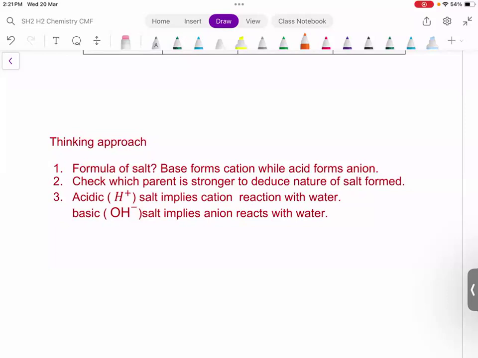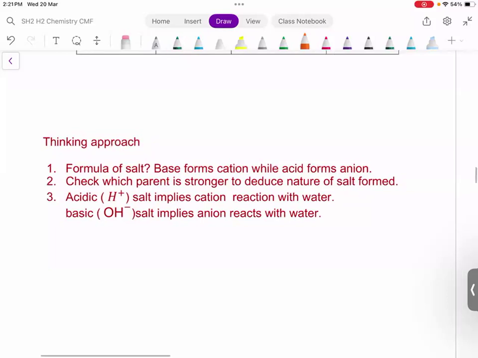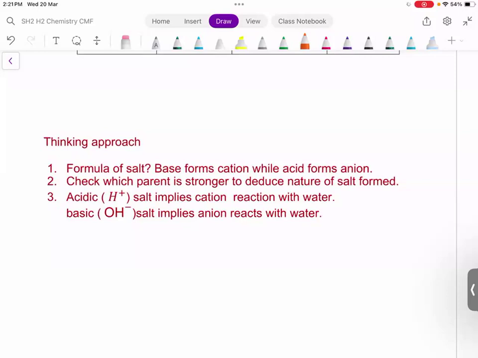Okay, more or less done. What do I mean by this? Check which parent is stronger. Who is the parent of a salt? The acid and base that form a salt are the parents. When the parents are both strong acid and strong base, there's no dominant gene or recessive gene. Most of you do bio, right? There's the dominant gene and the recessive gene. So both are dominant, they neutralize each other. Strong acid and strong base will give a neutral salt, a neutral baby.